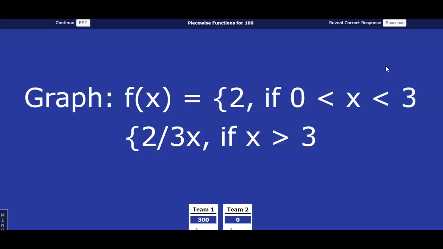For the second one, guys, start with 3. So what's 2 times 3 divided by 3? Two times 3 is 6. 6 divided by 3 is 2. So the starting point in the second graph is 3, 2. That's my hint.